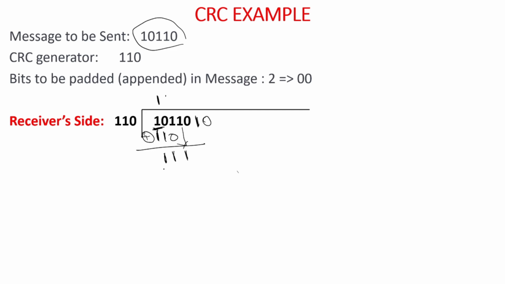Again the first bit is 1, so take the CRC generator 1 1 0 from here. Again we perform the XOR operation. The input bits are not same, so write the output as 1. Now here the input bits are same, so write the output as 0. Ignore the last bits, whatever is remaining. Take the next bit from here, that is 0. Now we have 0, 1, 0.